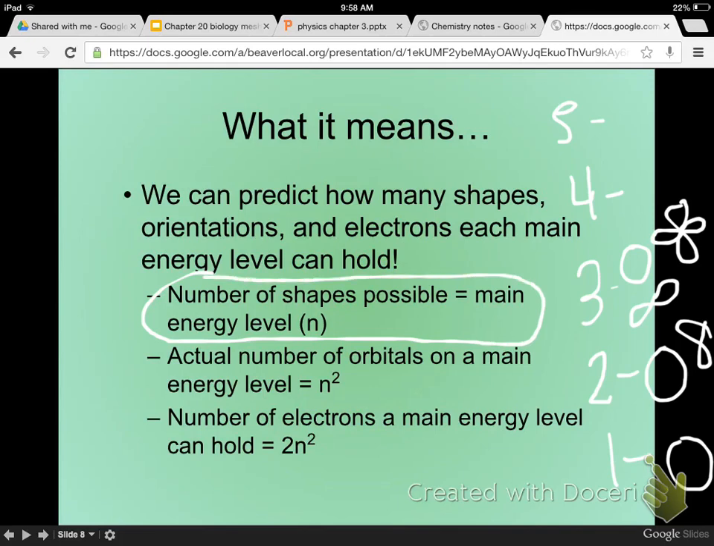So on your tests, I will ask you questions like, on the sixth main energy level, how many shapes of orbitals are possible? 6. Okay. Now, let's look back.